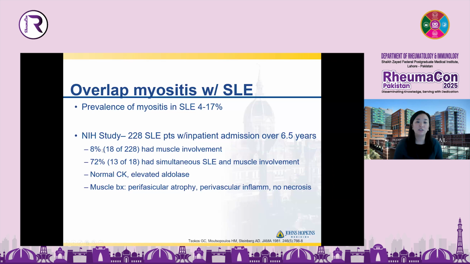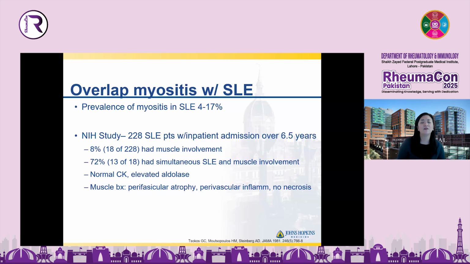And you can see that of these patients, only 8% had muscle involvement. Similarly to the Brazilian study, most of them, 72%, had simultaneous lupus and muscle involvement at the same time. But this is very interesting. One of the senior colleagues, our chair of the neuromuscular division here at Johns Hopkins, has said this to me a lot.